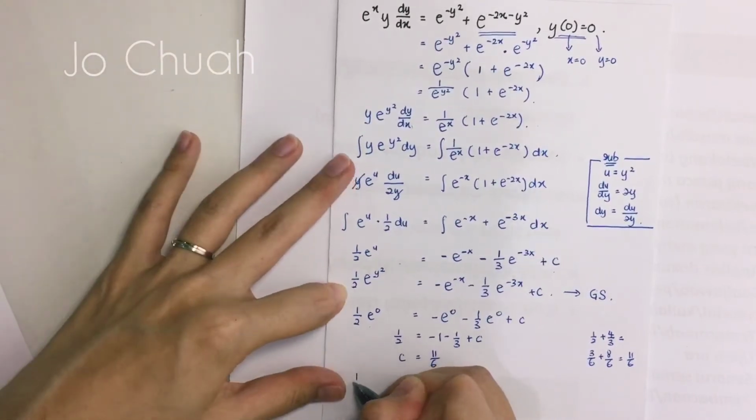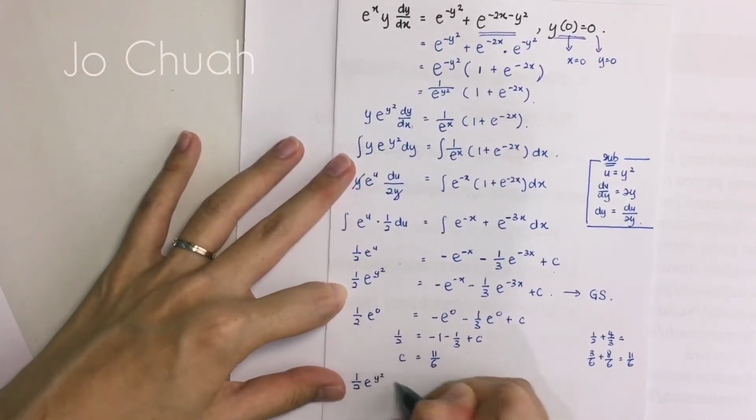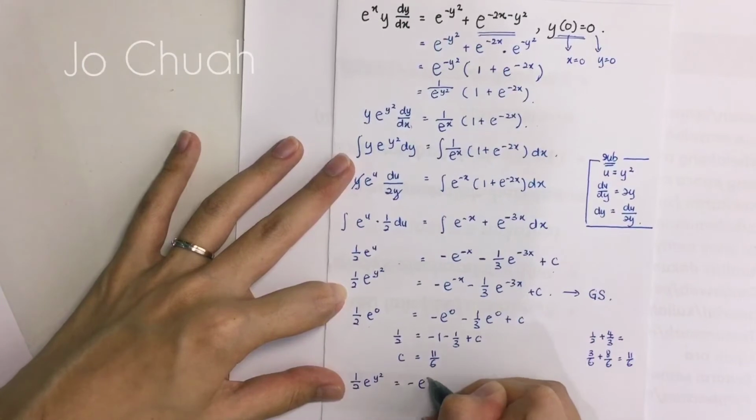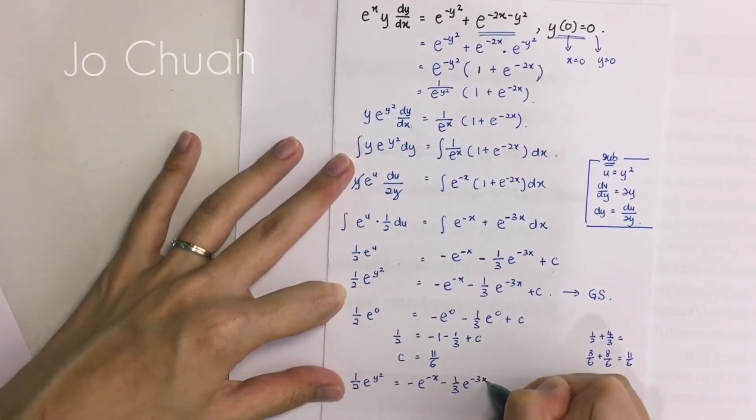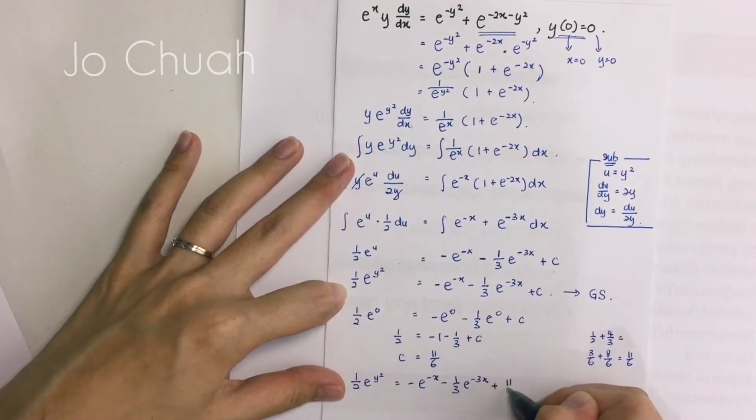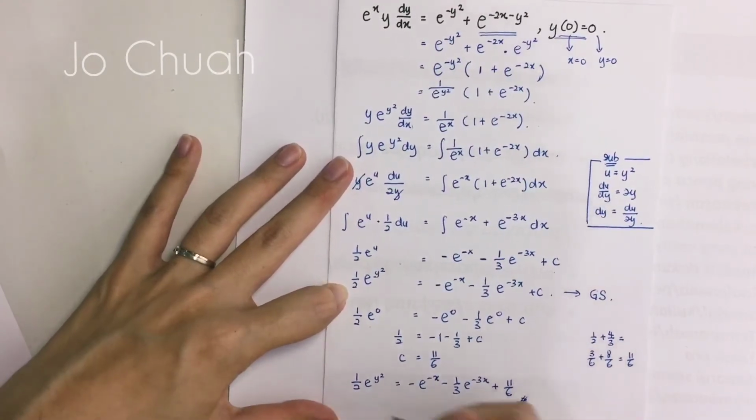So copy from here: 1 over 2 e^y squared equals negative e^(-x) minus 1 over 3 e^(-3x) plus 11 over 6. That's your answer.